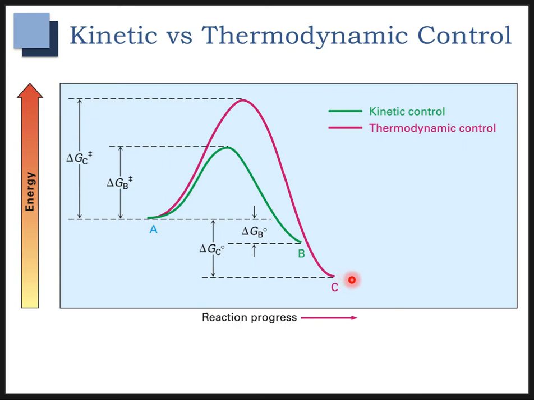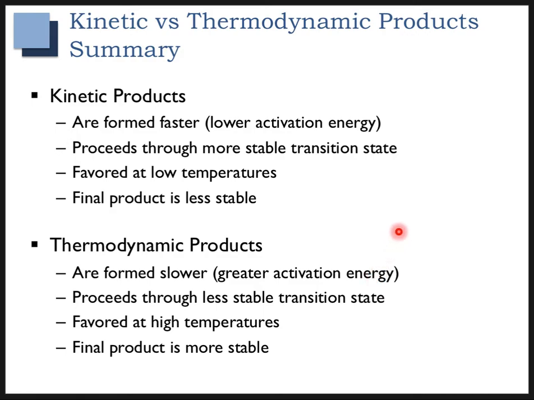Let's look at some of the other factors that are associated with these two different types of reactions. So you can see a quick summary here, but in kinetic control, the reaction occurs faster, right? Because we have the lower activation energy, that's a faster reaction. Thermodynamic control means that the products are formed slower. There's a greater activation energy associated with it, or a greater delta G double dagger.